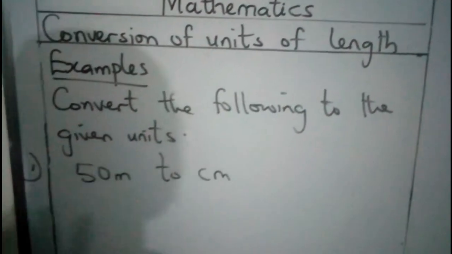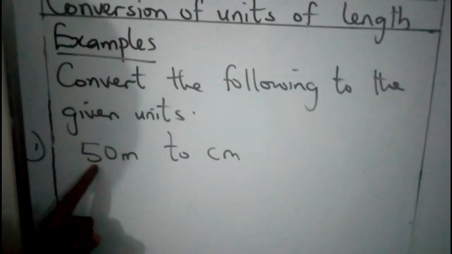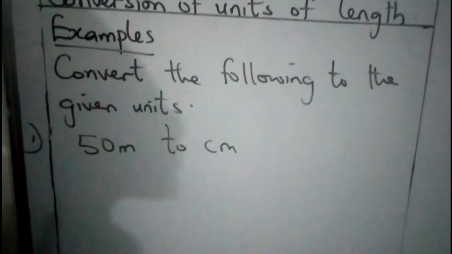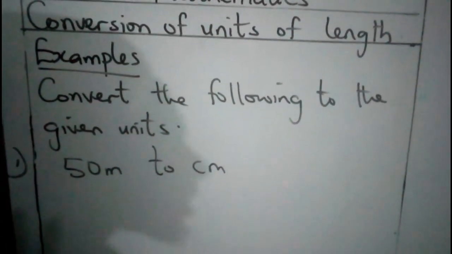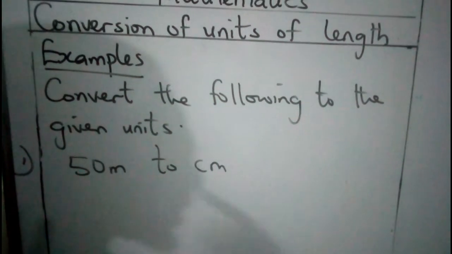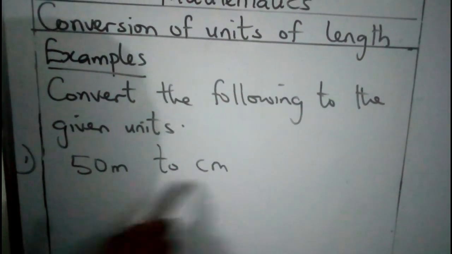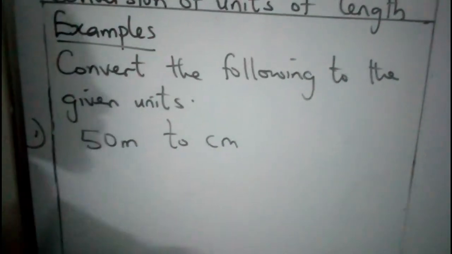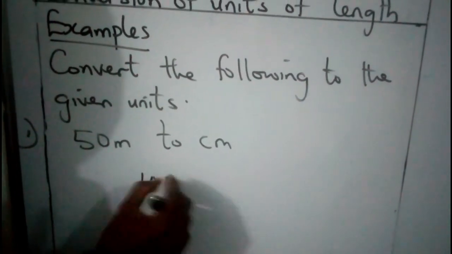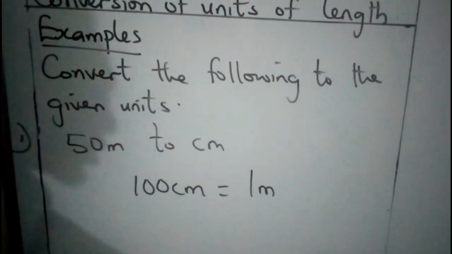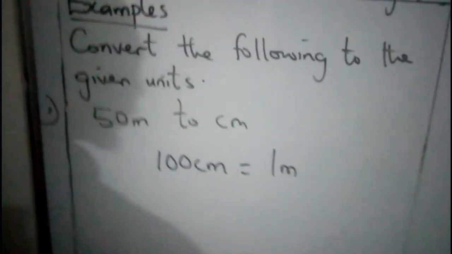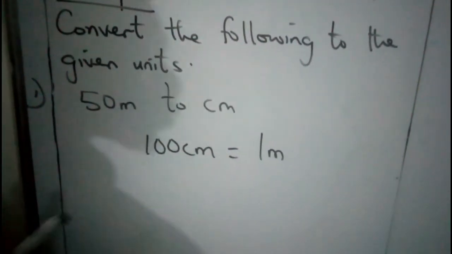Convert the following to the given units. Number 1, you have to convert 50 meters to centimeters. Now the first thing you do is understand the link between these 2 units, meters and centimeters. What is the relationship between the two of them? 100 centimeters equals 1 meter. That's why I told you that that chart is very important.